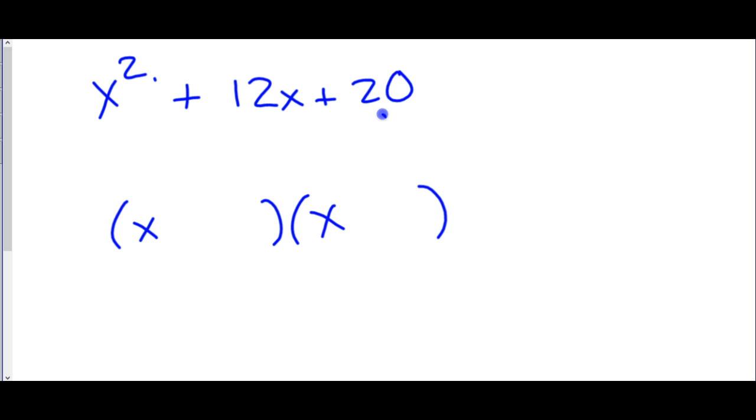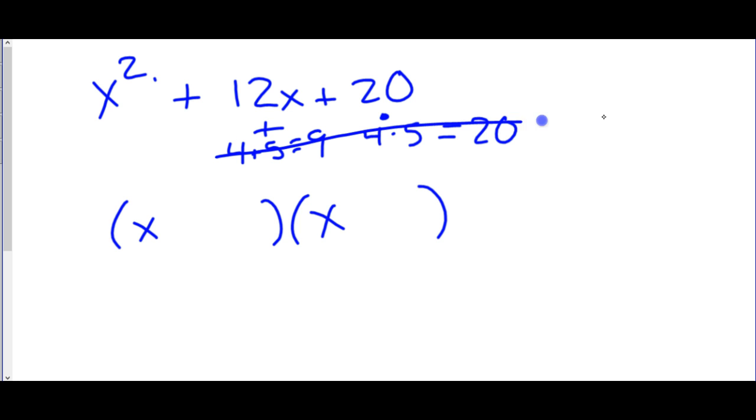So now we just have to decide what are some numbers that multiply to be 20 and also add to be 12. So things that multiply to be 20. The one I think of right off the bat is 4 times 5. We know 4 times 5 is 20, but now we've got to also check that 4 plus 5 is 12. But when I do 4 plus 5, I get 9. I don't get 12, so I can't use 4 and 5. Those are gone from the list.